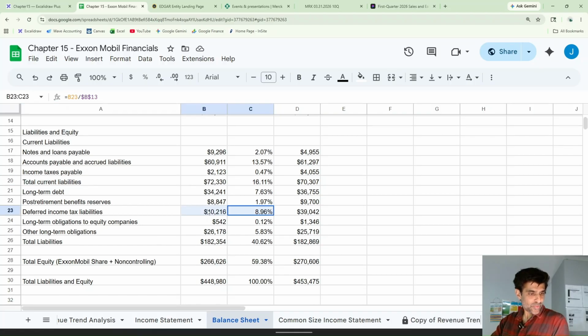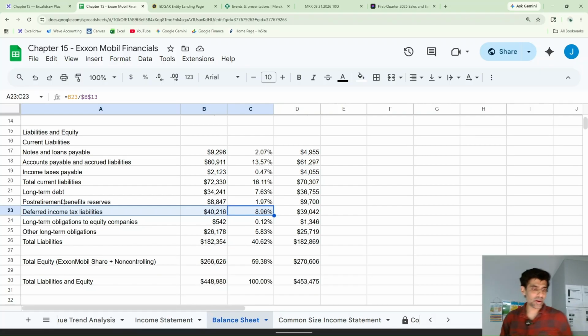And then I guess deferred income tax. So the American taxpayer is also giving them liabilities. They owe the IRS a bunch of money. They probably have some special tax advantages that they're taking advantage of, where they can defer tax.